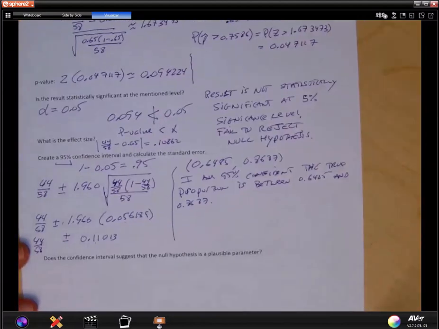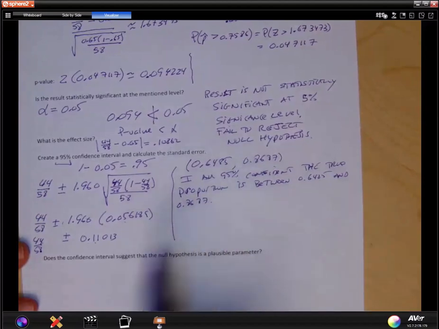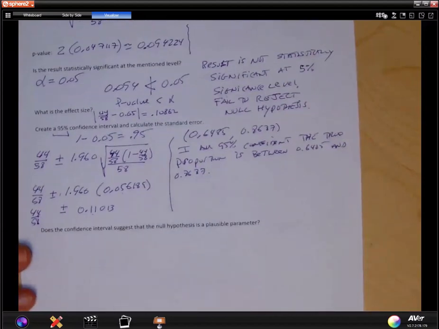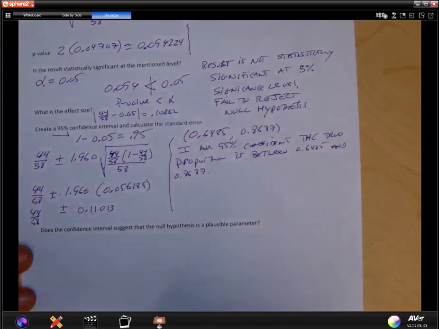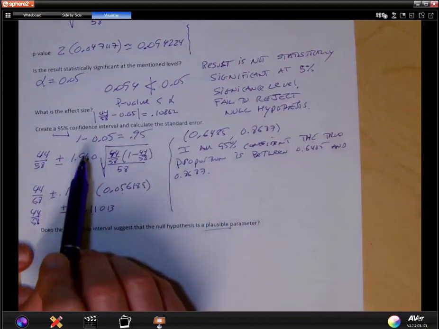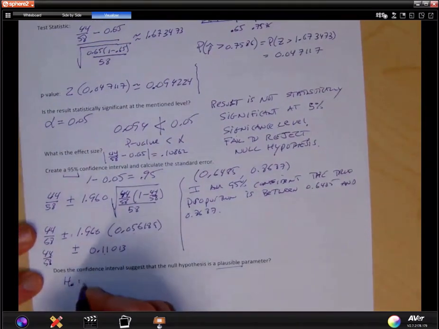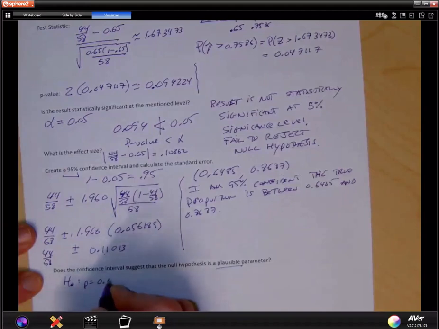There's nothing more to it. I'm 95% confident that the true proportion, whatever it happens to be, is between these two numbers. Does the confidence interval suggest that the null hypothesis is a plausible parameter? Okay, meaning it is one of the parameters. So what was our null here? Well, our null was H0: p equals 0.65.